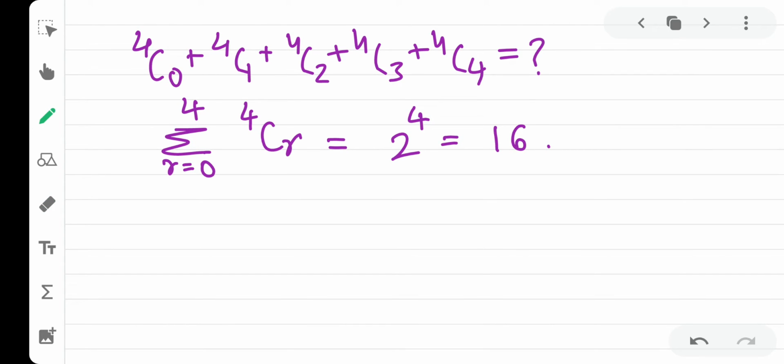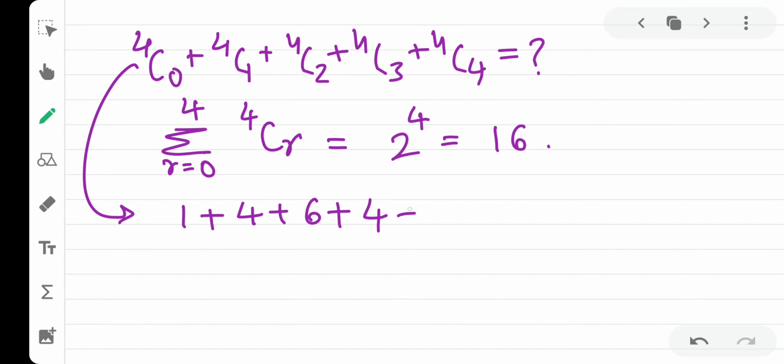Now you will ask whether the answer is correct or not. We will actually calculate all these binomial coefficients. So 4C0 is nothing but 1, 4C1 is 4, 4C2 is 6, 4C3 is 4, 4C4 is 1. Now let us add all of these coefficients. This will be 4 plus 6 is 10, plus 4 is 14, plus 1 is 15, plus 1 is 16.